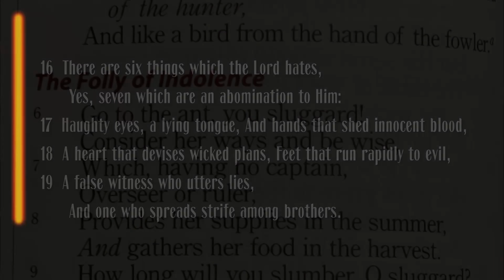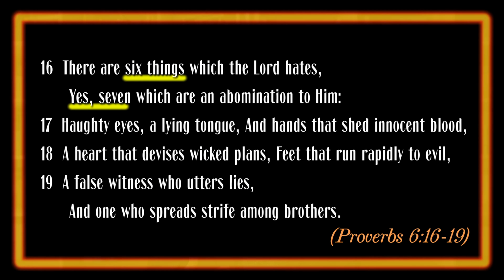Proverbs presenting a certain series and then the addition of one are formulated to emphasize the last item. These are known as numerical proverbs. All lines are true, but it's the last line that formulates the point. Proverbs chapter 6, verses 16 through 19 offers a list of 6 things that the Lord hates, yea, 7 are an abomination to him. Now, all of them are true, but the 7th is the actual point.